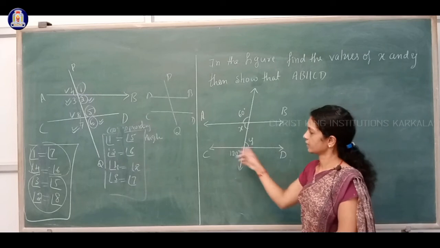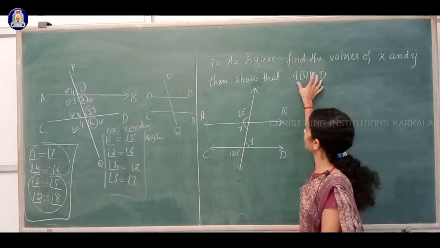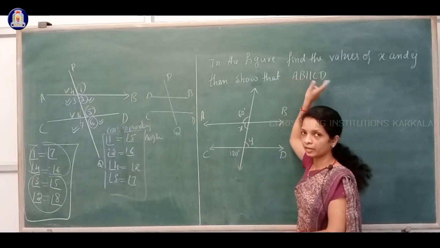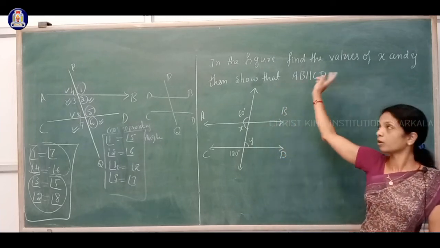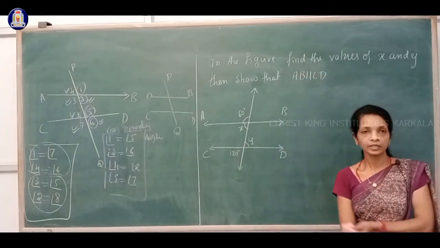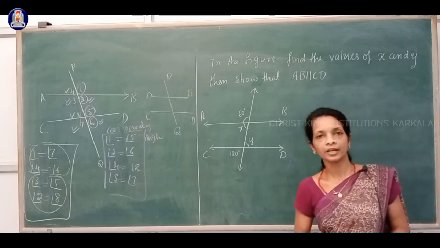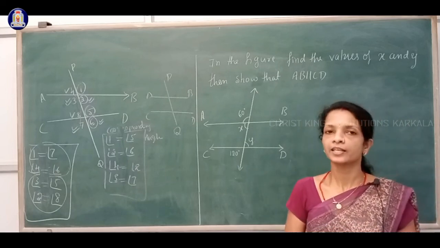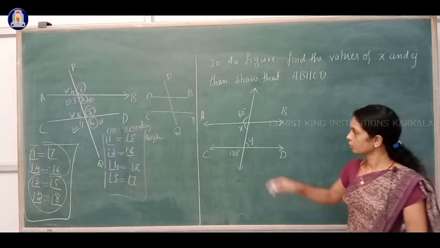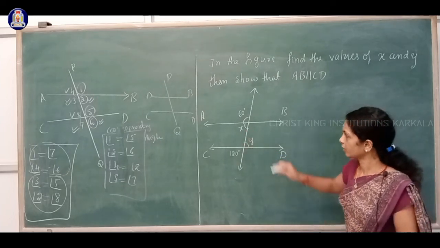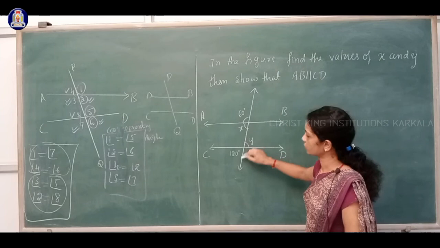Here you have two lines AB and CD. You have to prove AB is parallel to CD. So to prove AB is parallel to CD, you have to show any one pair of corresponding angles are equal or any one pair of alternate angles are equal. So here we first find x and y.